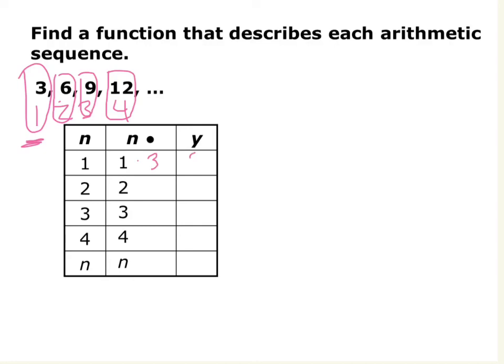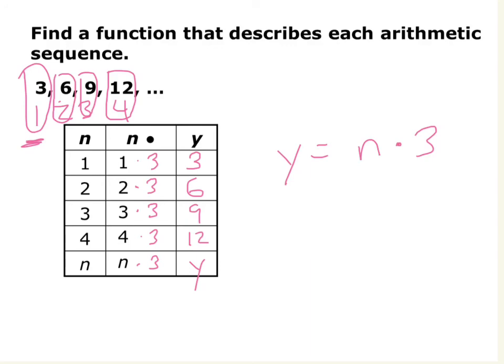1 times 3 does give us 3. That works out. 2 times 3 gives us 6. That works out. 3 times 3 gives us our 9. 4 times 3 gives us 12. So we should be able to figure out that we're going to do n times 3 equals our y. Okay, so if we were talking about a function here, our function would be y equals n times 3, or 3n or something like that.